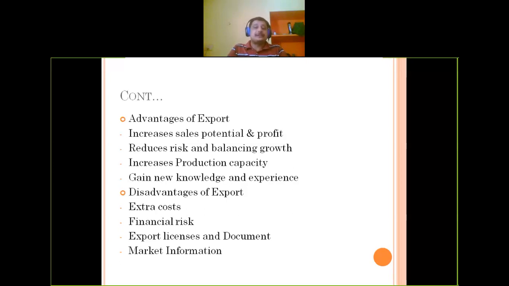So risk is associated. Market information. What kind of product you are supplying is based upon the demand expected by your importer. So you have not understood what exactly the market expectation is all about. Many people are going to struggle in this. The question will be there in their mindset.